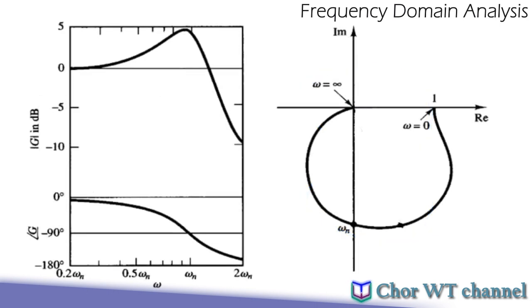Here is a simple illustration of the difference between a Bode plot and a Nyquist plot. The Bode plot depicts the relation between input and output over varying frequencies, while the Nyquist plot depicts the change in the nature of the system corresponding to changes in frequencies.